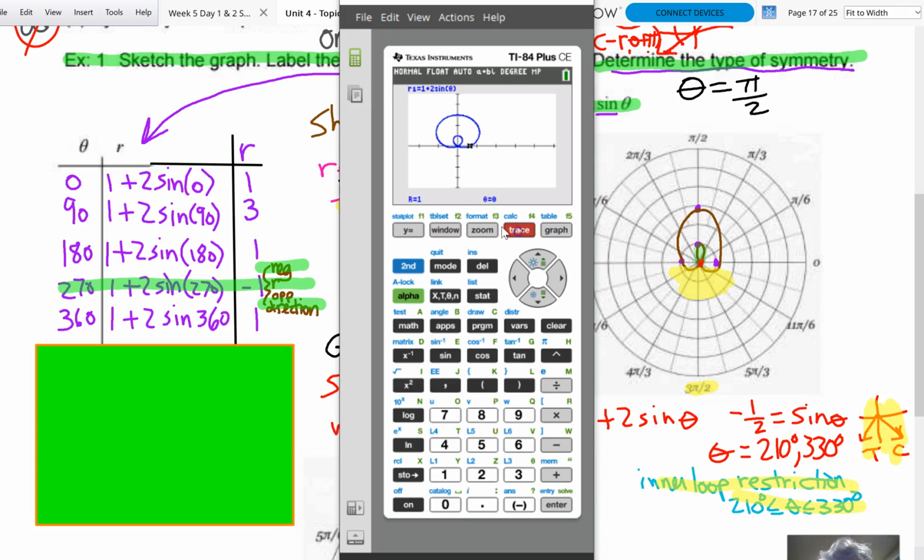You're going to hit the trace button. Now, if I try to go to the left using this arrow here, notice how I can't get anywhere. That loop was formed almost at the end of the graph, so I can't get to the loop by going to the left. Besides, it says my theta is 0. So if my theta is 0, I'm already at the beginning of this limacon. Use your right button. Keep going until you get to r equals 0. That's just like when you did it algebraically.